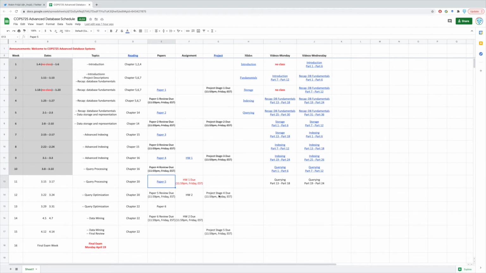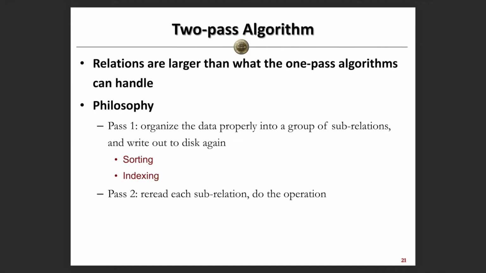Okay, so this is the plan for this week, and let's move to the two-pass algorithm. I hope you still remember the difference between the one-pass algorithm and the two-pass algorithm. The main reason we have the one-pass algorithm is that for some data, the size is very small and we can hold the whole data in memory for the operations. If so, we can use the one-pass algorithm. However, if the memory is very small or the data is very large, it's impossible to load the whole data into memory. Then we need to use a two-pass, or even a multi-pass, algorithm instead. So here we focus on the two-pass algorithms, studying relations which are larger than what the one-pass algorithm can handle.